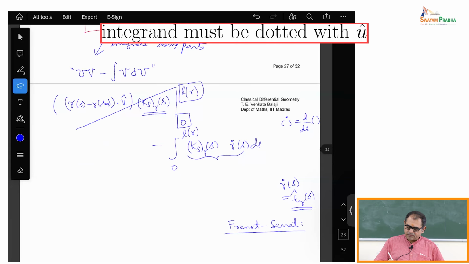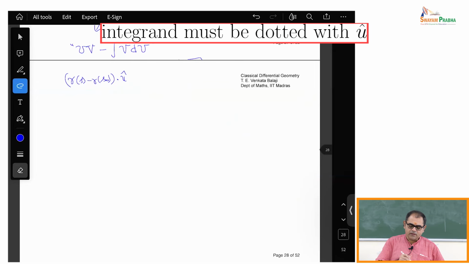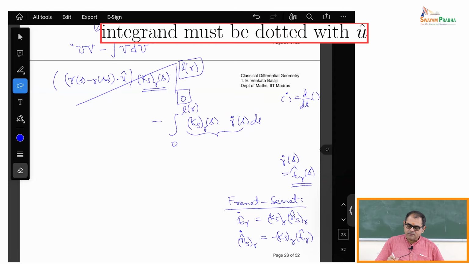The Frenet-Serret relations are: t cap gamma dot is equal to ks gamma times n cap s sub gamma, and n cap s sub gamma dot is equal to minus ks sub gamma times t cap sub gamma. So these are the Frenet-Serret relations. So you see this ks gamma into t cap, I mean only the integrand.